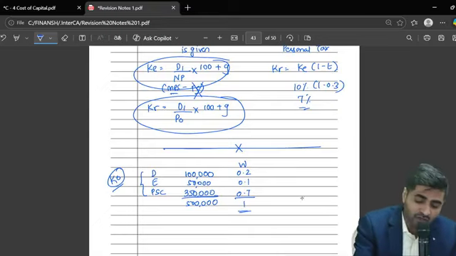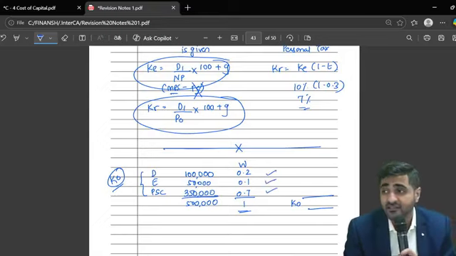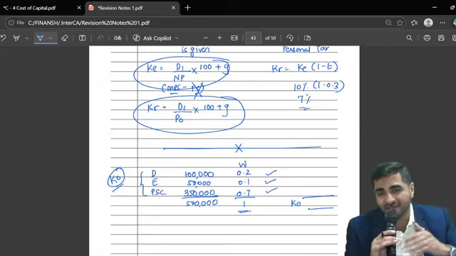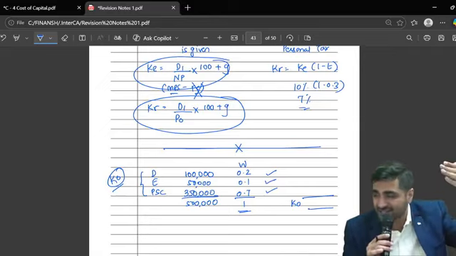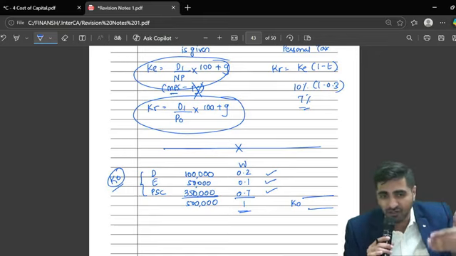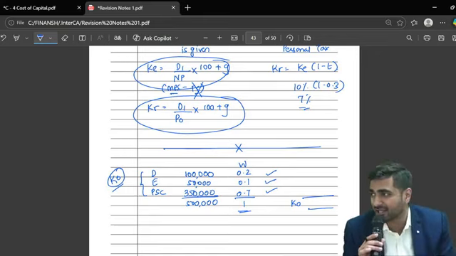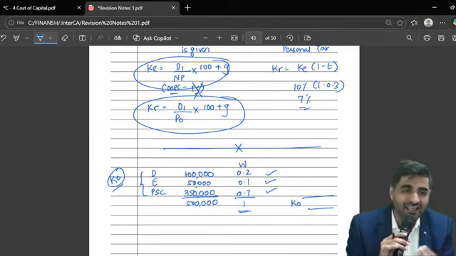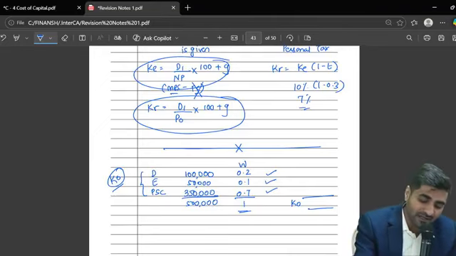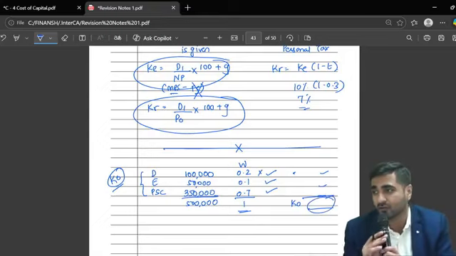Now, if I want to calculate the overall cost of capital, that is KO, I need the cost of debt, cost of equity, and cost of preference shares. How will we calculate all this KD, KE, KP? What I explained in the first part; on that basis I gave you the formulas. Based on those formulas, you can calculate KD, KE, and KP. Once you get them, you multiply them by the weights and calculate the overall cost of capital.